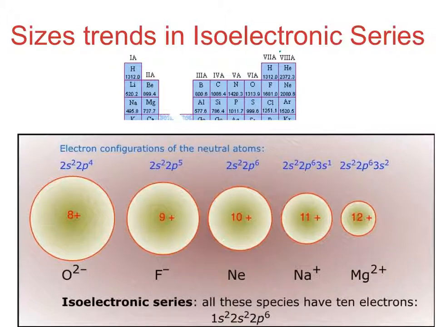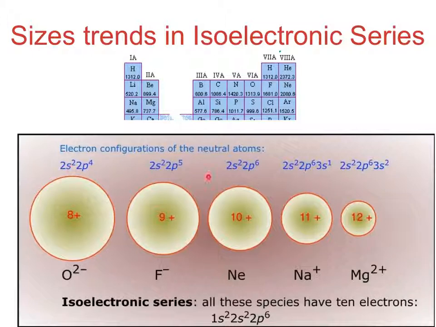All right, so let's talk about the size trend in an isoelectronic series. So if you remember, an isoelectronic series is one where the electron configuration is the same for different elements. So this is an isoelectronic series. All of these atoms have the electron configuration of neon, right? Here we have the sodium loses an electron and becomes like neon. The magnesium loses 2 electrons, becomes like neon. The oxygen here gains 2 electrons to become like neon. So all of these have the same electron configuration.